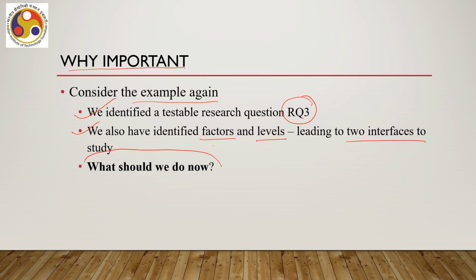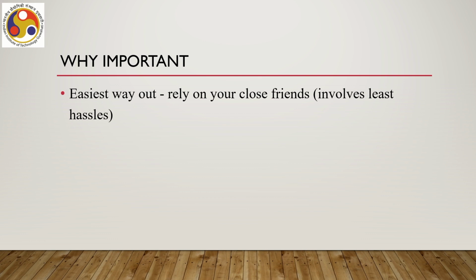Once that is done, then what is the next step we should do? What should we do now? So, the easiest way to get user feedback on these two interfaces is to rely on your close friends. You can simply call them up, ask them for their feedback on these two interfaces, and then based on that you can draw a conclusion. It involves obviously the least hassle. You do not need to put in much effort to identify people who will be willing to provide feedback.